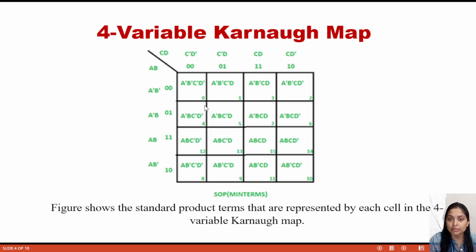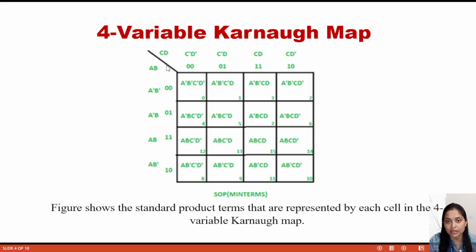Okay, that means you have to find out which cell is 0, which cell is 1, which cell is 2. Here I have written AB on one side and CD on the other. AB is the higher order variable, and the number will come like that: A, B, C, D. So A is the highest order, then B, then C, then D.